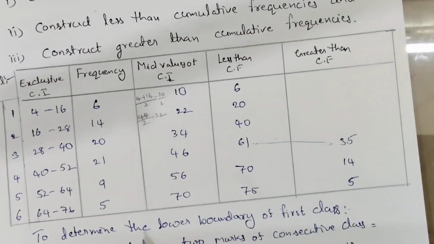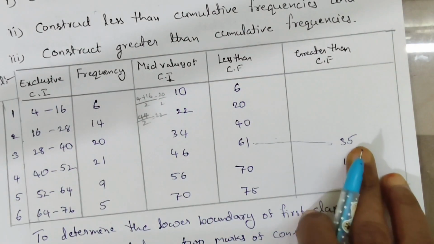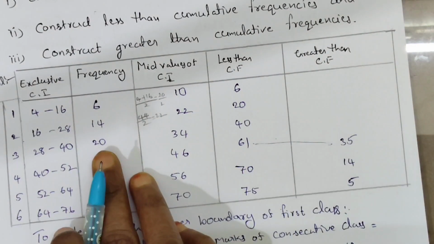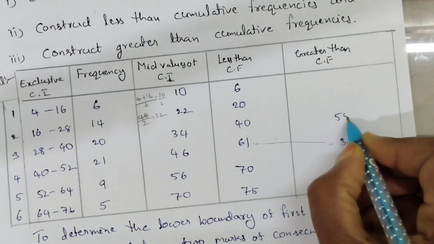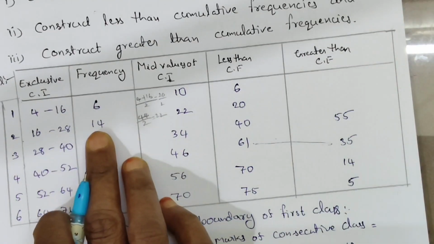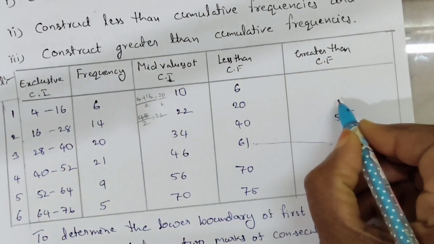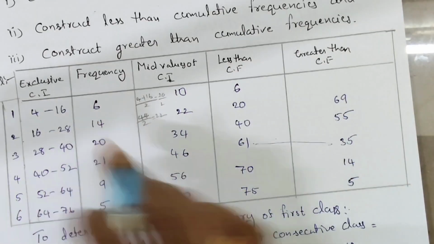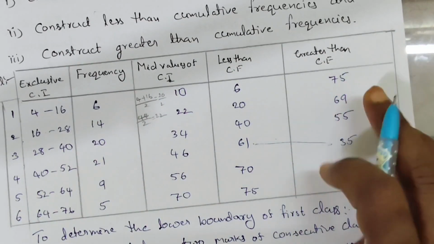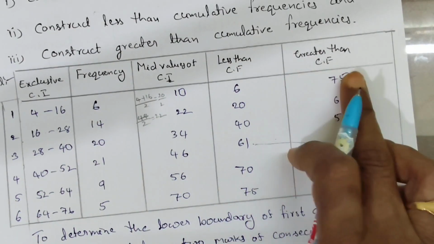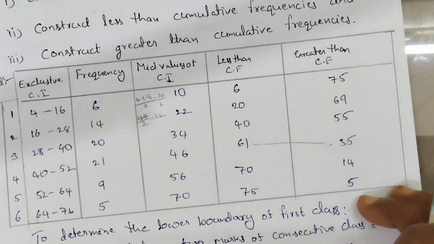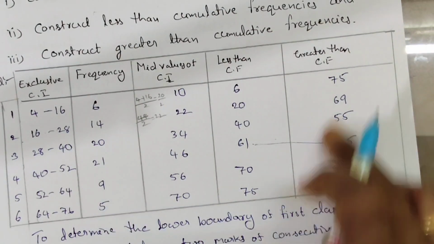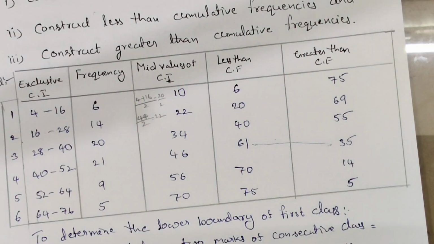So 35 is the third one. 35 plus 20 is 55. Next, 55 plus 14 is 69. 69 plus 6 is 75. This is the greater than cumulative frequency. We start from the bottom and add one by one. We write these numbers, and this is the answer.